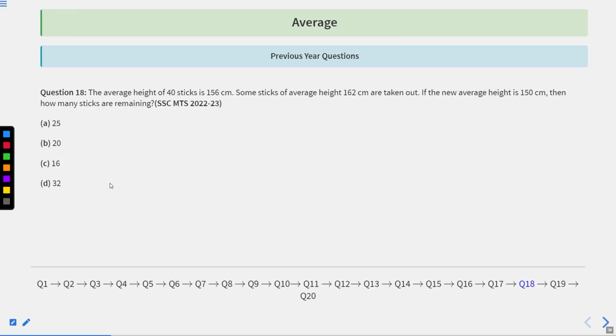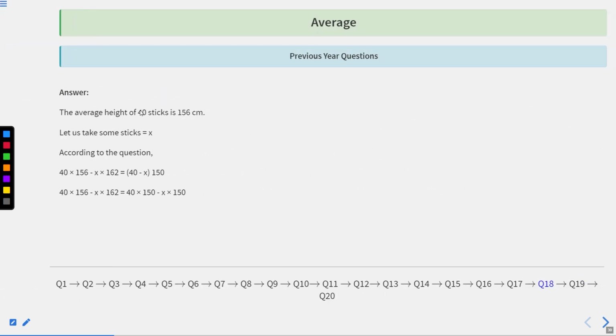So moving ahead to question number 18. The average height of 40 sticks is 156 centimeter. Some sticks of average height 162 centimeter are taken out. If the new average height is 150 centimeter, then how many sticks are remaining?